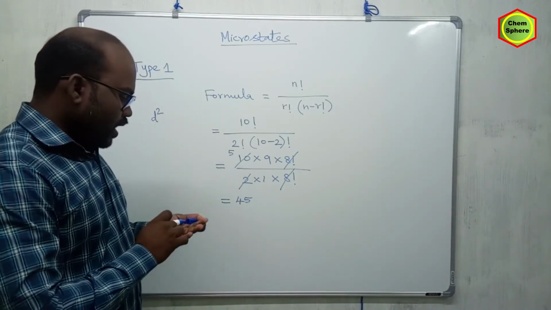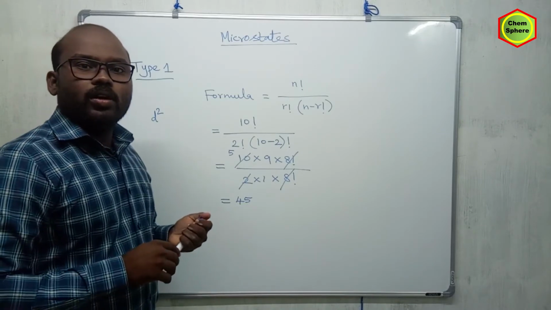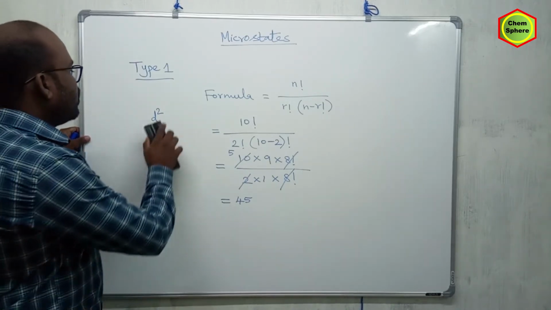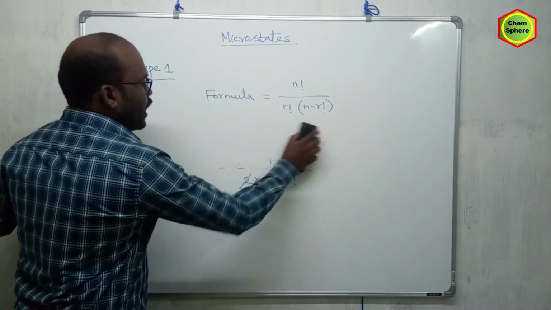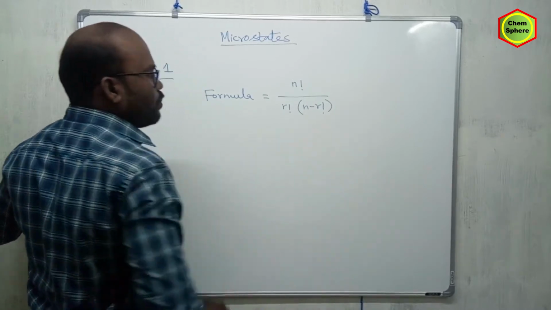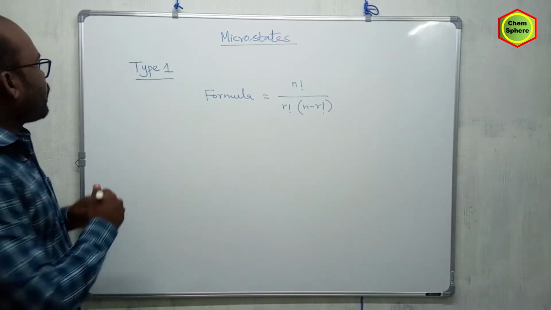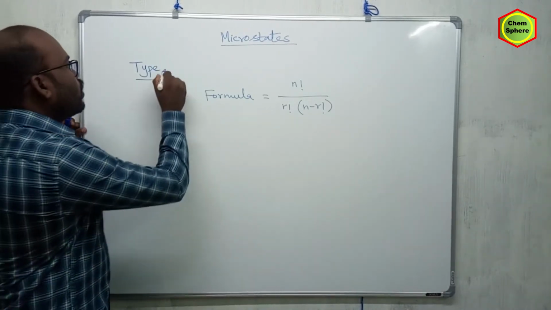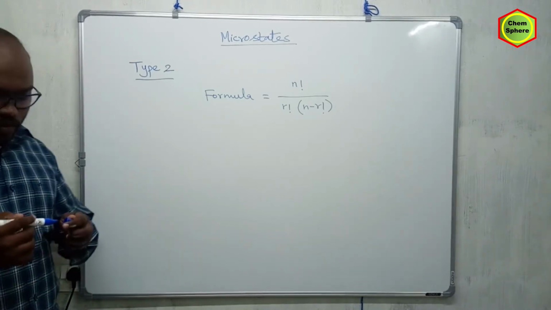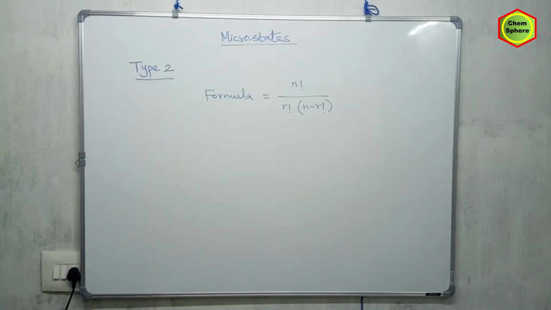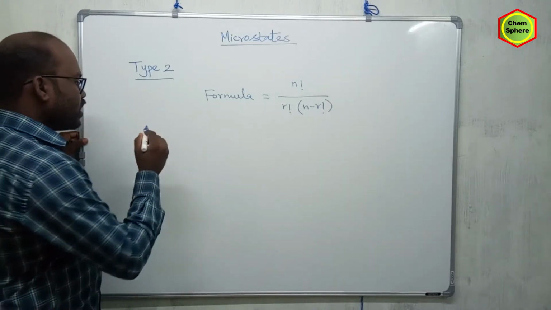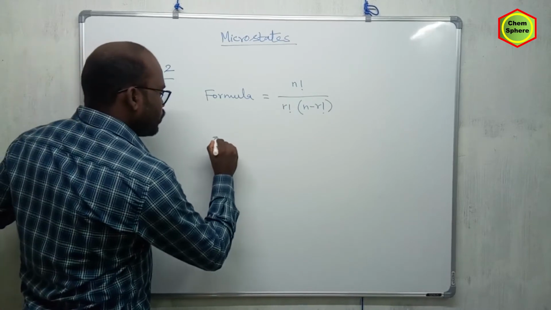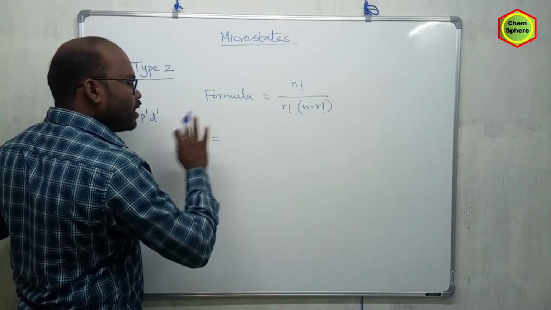If they have given multiple configuration, that is mixed configuration, that will be type 2. The same formula we can apply for type 2 also. Let's take for this example p1 d1. So we have to simply apply this formula and multiply both of them. That's all.